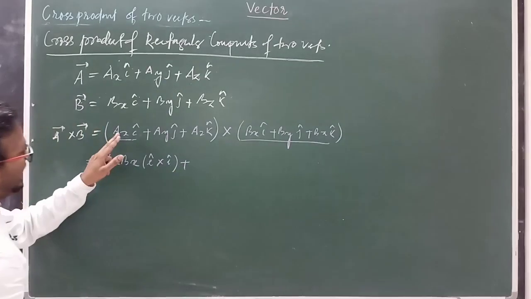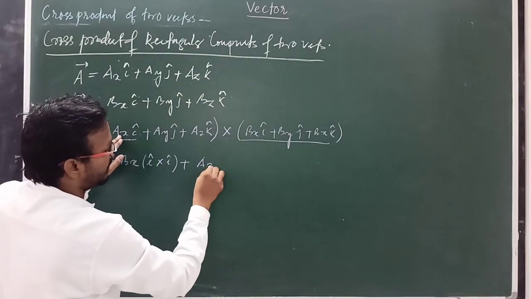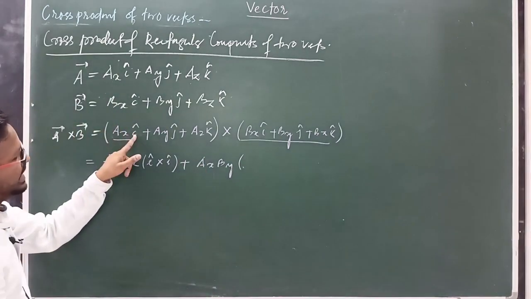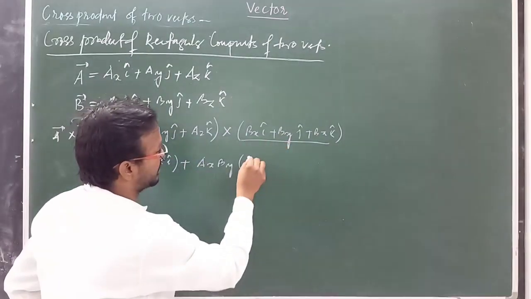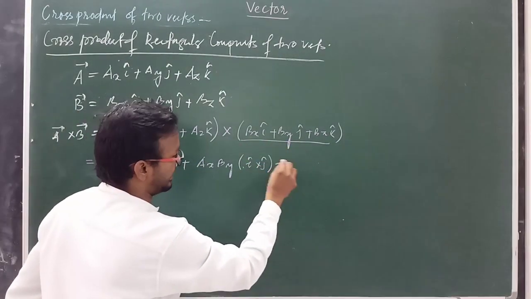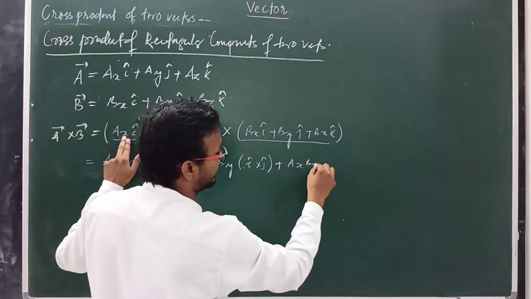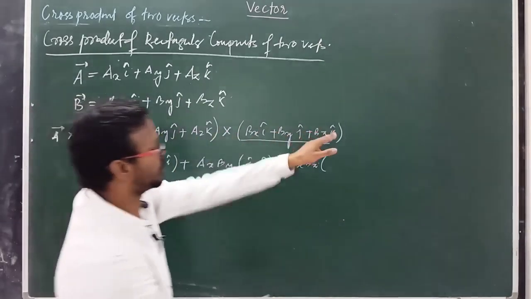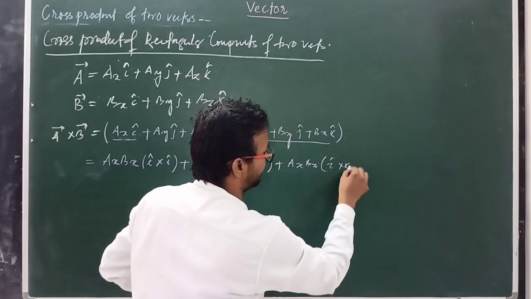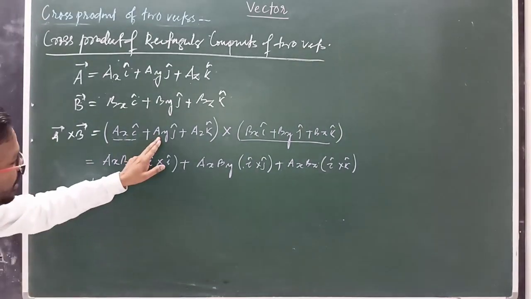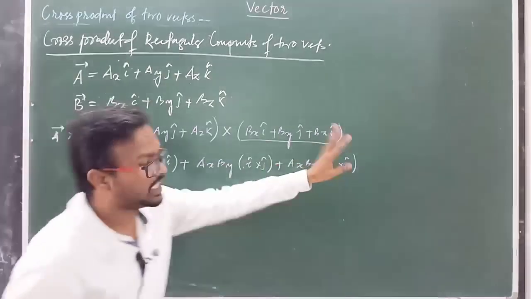Next plus ax by into i cap cross j cap, i cap cross j cap, plus ax into bz, ax into bz i cap cross k cap, i cap cross k cap, plus, now come to ay j cap with this total term.